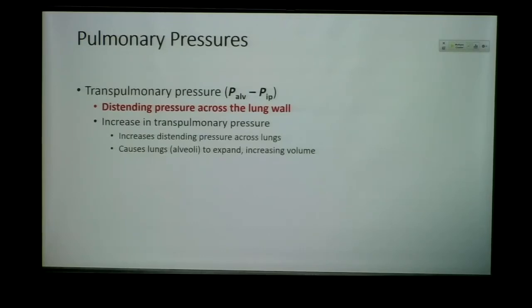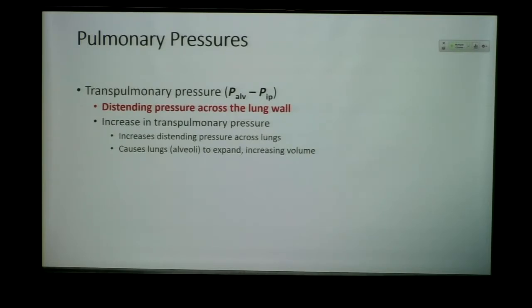Okay, now the last pressure we'll speak about here is the transpulmonary pressure. This is essentially the alveolar pressure minus the intrapleural pressure. This is the force for distension. This is what keeps the lungs able to distend to accommodate air. So an increase in the transpulmonary pressure is what allows the lungs to distend.